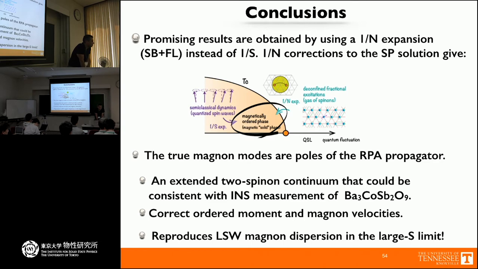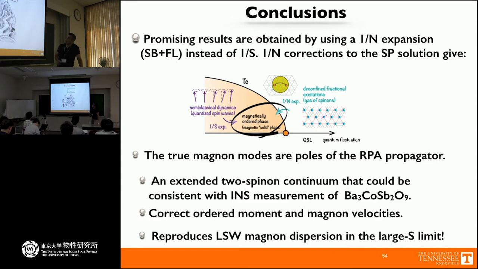Regarding your last comment about this large N and large S, does it depend on the dispersion of your spinons? This conclusion that you first do a large N correction and then take a large S limit, you mean how general it is? Yeah, how general it is. Okay, yes, that's a good question. It's completely general.